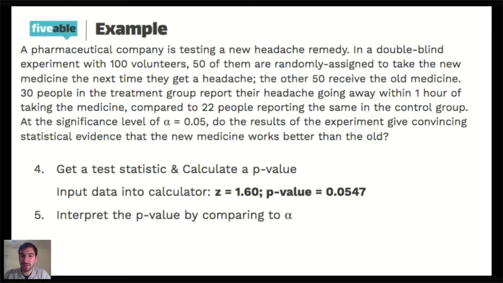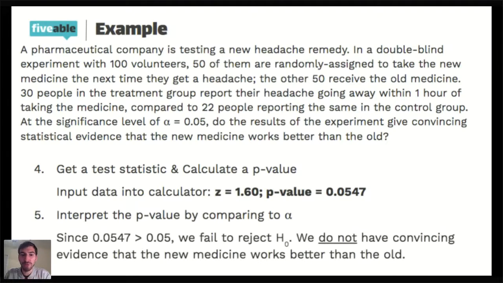And so because 0.0547 is greater than 0.05, we did not reject the null hypothesis. We do not have convincing evidence that the new medicine works better than the old, because we do not have convincing evidence that the proportion of people who had their headache go away with the new treatment was greater than the proportion with the old treatment. It's close, but not quite there. If the significance level was 0.1, this would be enough evidence. If the significance level was 0.01, still not enough evidence.